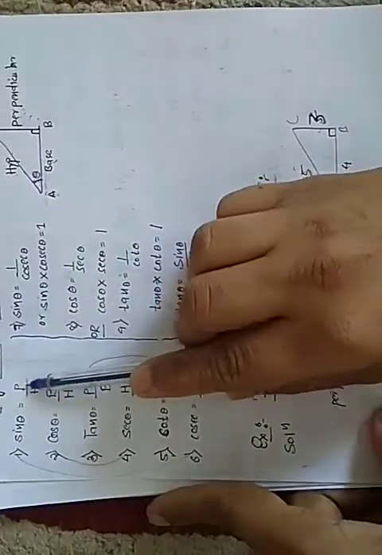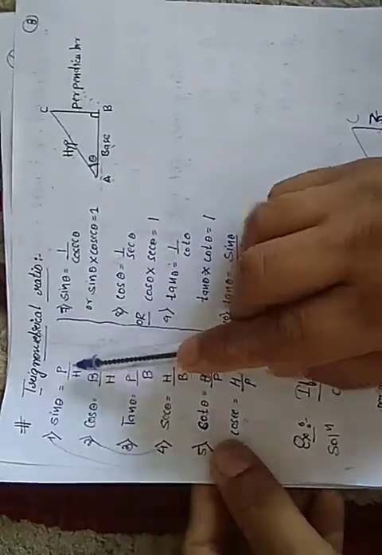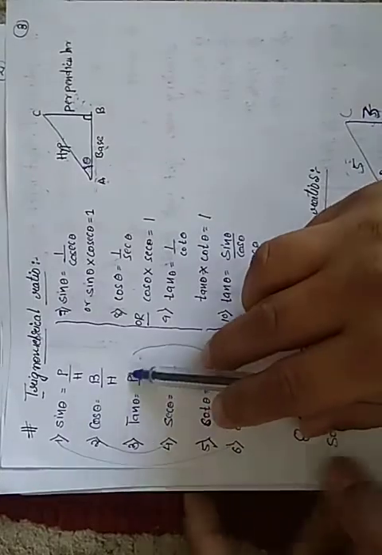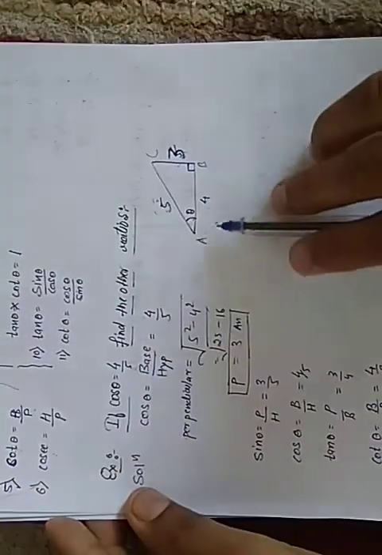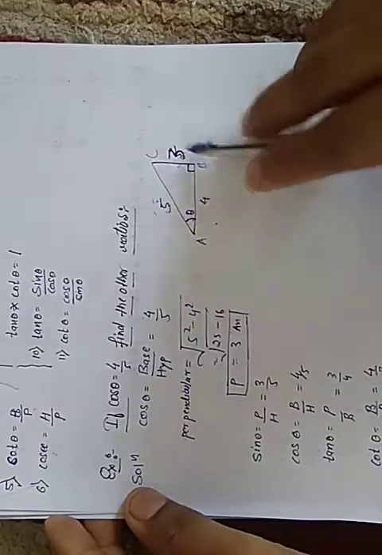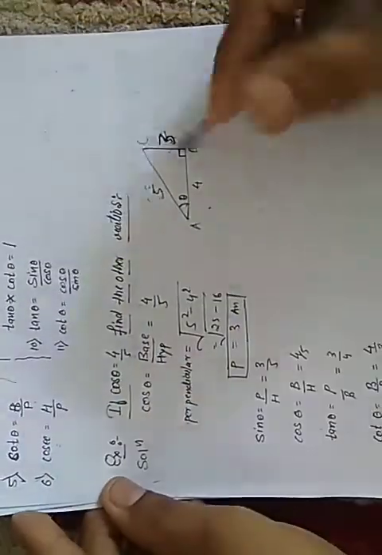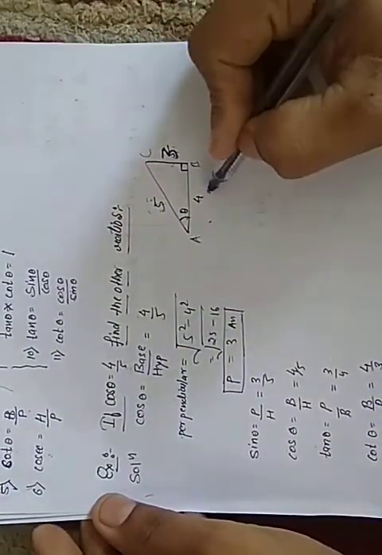Now we have all 3 sides, so we are able to calculate the remaining ratios. What is the formula for sine theta? Sine theta is perpendicular upon hypotenuse, so this is 3 upon 5. Cos theta is base upon hypotenuse, so this is 4 upon 5. Similarly tan theta is perpendicular upon base, so 3 upon 4 is the answer. Similarly you can find cot theta and sec theta. I hope you understood how to solve this. If you know the formula, then you are able to solve this.